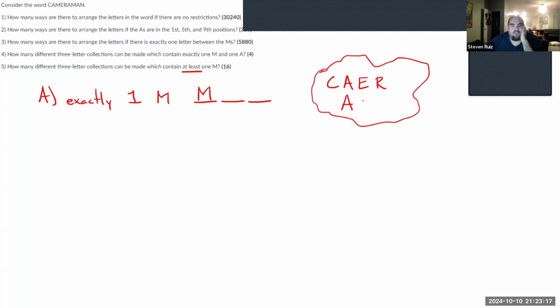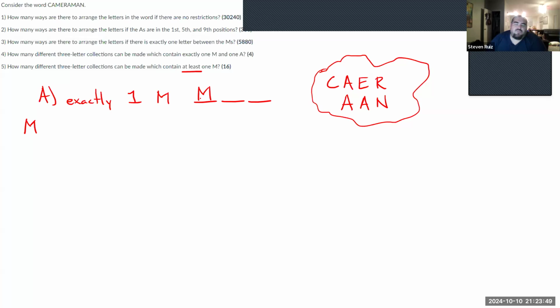What was the third A? And I can choose N. So C, A, E, R, A, A, N. You might not see how to approach this using those combination and permutation formulas, and I don't know if I do. So let's just start building things out.